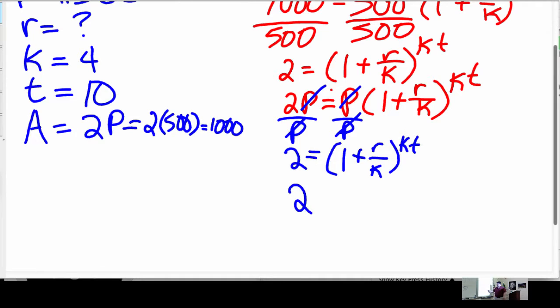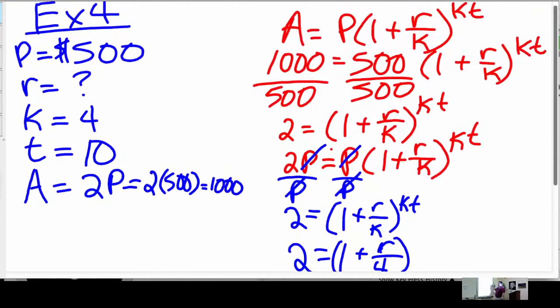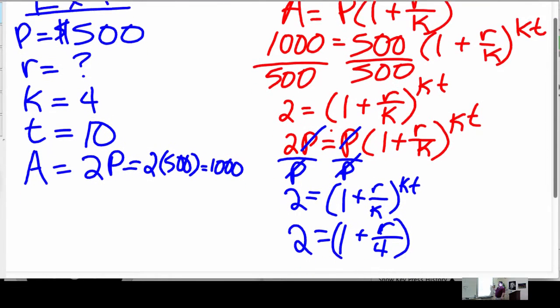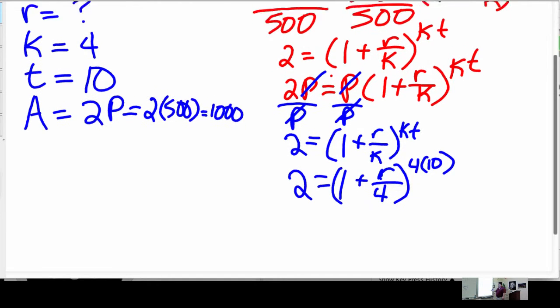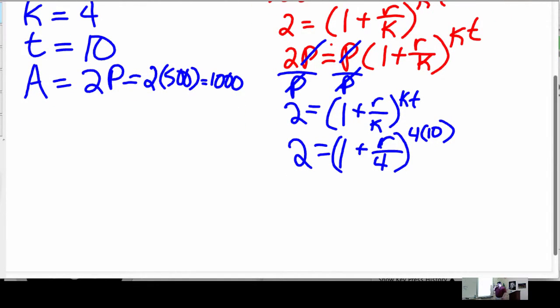So I've got 2 is equal to 1 plus, what was it, 9? Oh no, we don't know what it is, so it's just R over K, which is 4, raised to the 4 times 10, right? Like that. Is that right? Okay. So now I got 1 plus R over 4 raised to the 40. You guys with me so far?